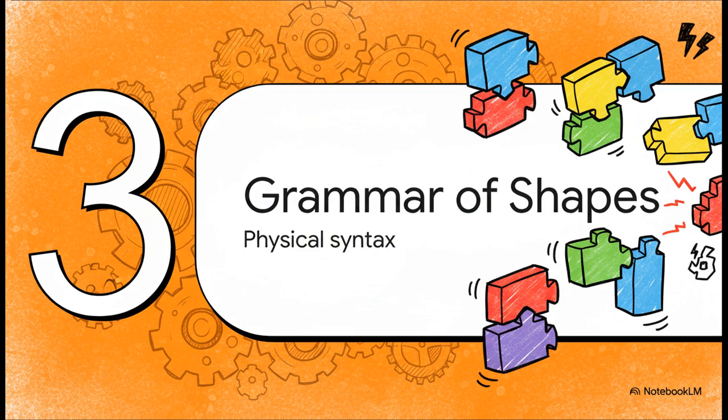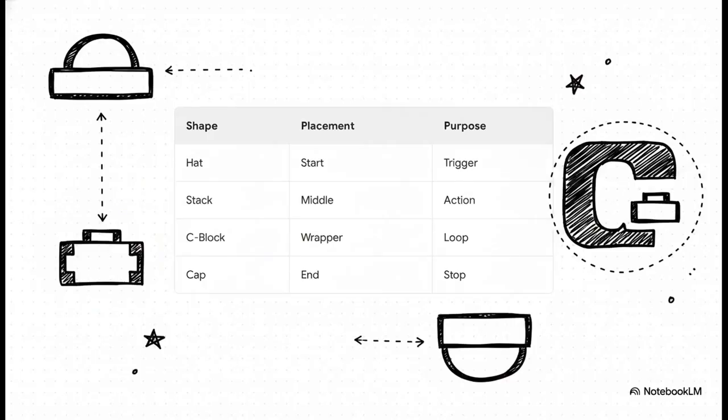Let's look at Section 3, the grammar of shapes, or as I like to call it, physical syntax. This is where that brilliant puzzle piece analogy really shines. In standard coding, if you type a command in the wrong spot, boom, syntax error, the program crashes. But Scratch solves this physically. Take a hat block, for example. It has a rounded top and a flat bottom. Because of that physical shape, it logically must go at the start of a script. Absolutely nothing can sit on top of it.